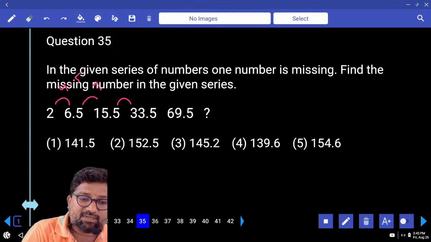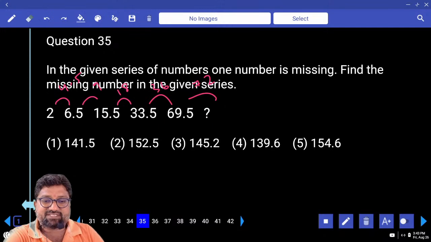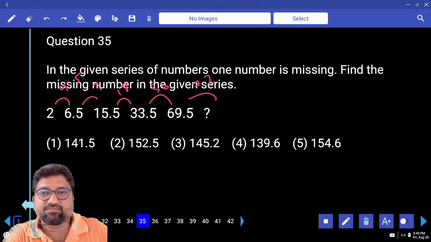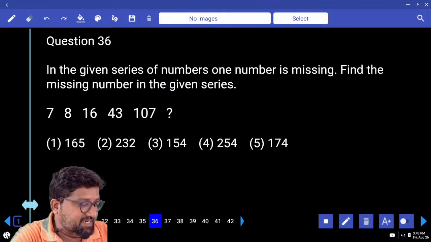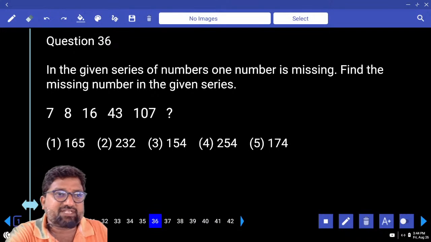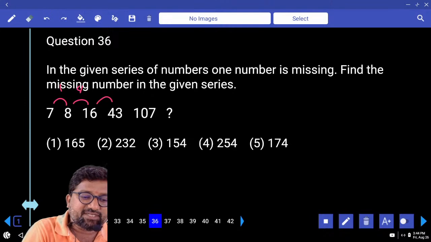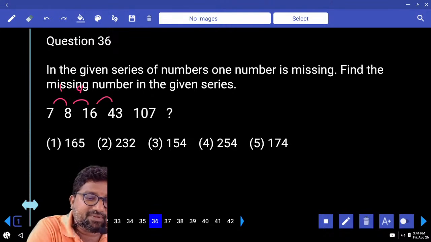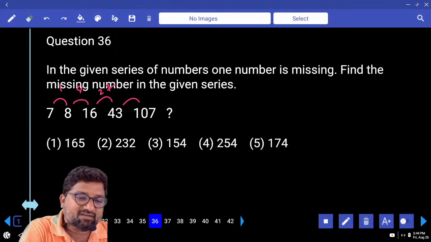4.5, 9, 18, 36, next should be 72. 69 plus 72, 141.5. Next, increasing or decreasing? Huge increase or gradual increase? Gradual. This is 1. This is 8. 16 plus 27. 1, 8, 27 done. 64. Next is 125.